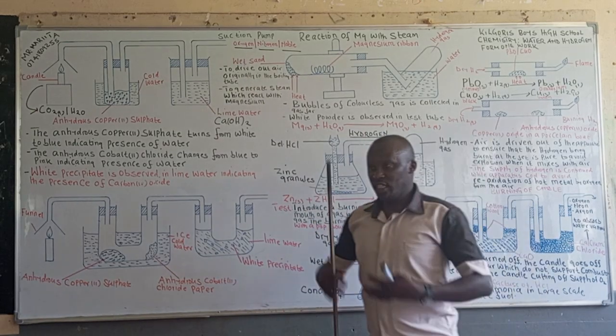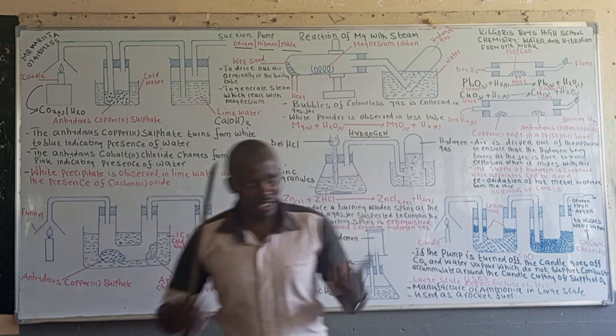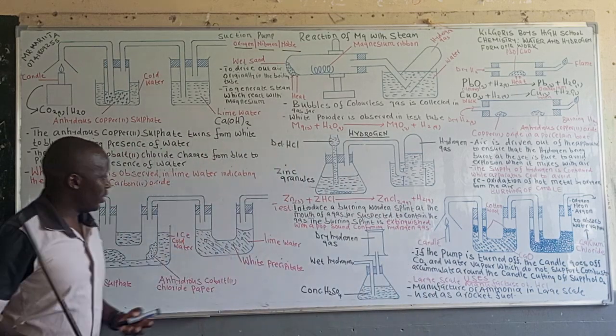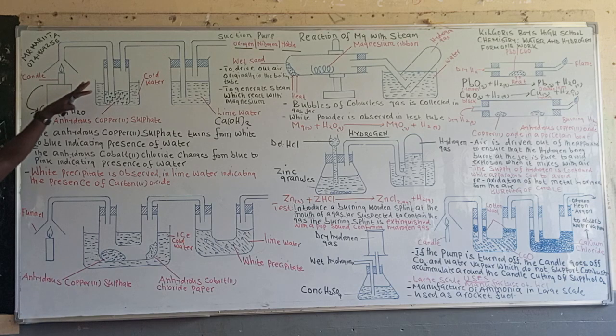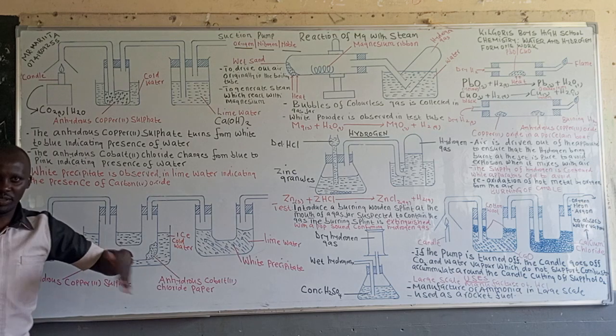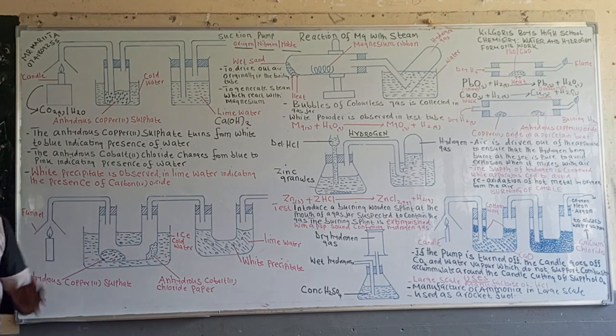Now, what is the observation being made during this experiment? In this experiment, you can see various observations. I have combined experiment 1 and experiment 2. In experiment 2, we also have a candle which is burning in the presence of a funnel shape. And I've said the reason why we are using the funnel shape is just to increase the surface area for the candle to burn in air.